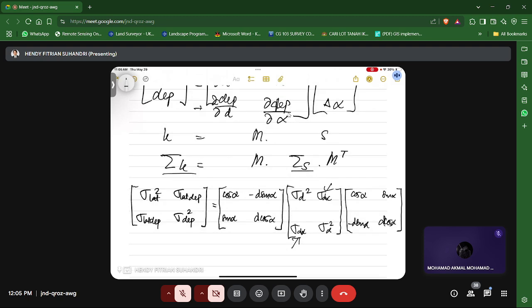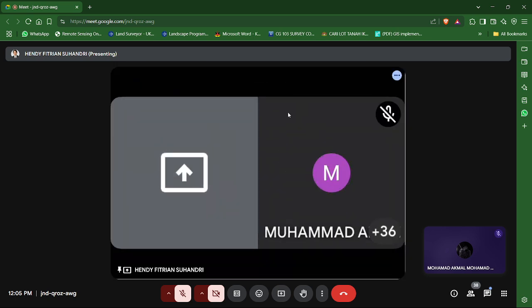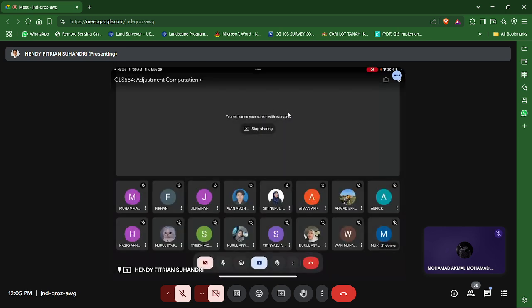So yang lain ada soalan? Ada soalan tak? Ada soalan? Tak ada. So, faham semua? Kalau faham semua, saya cukupkan.